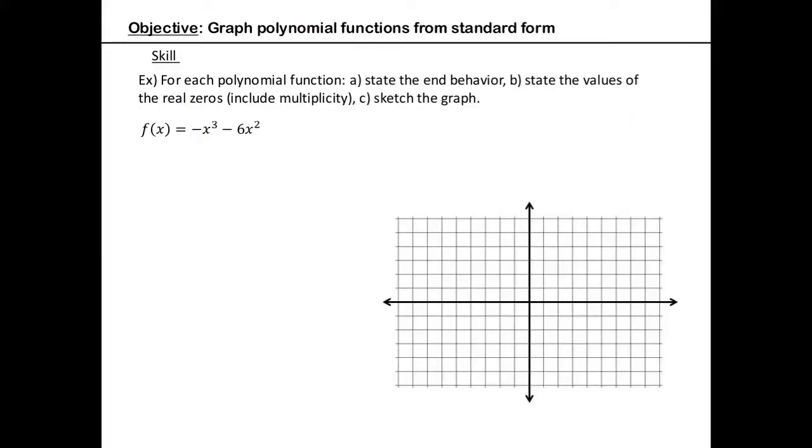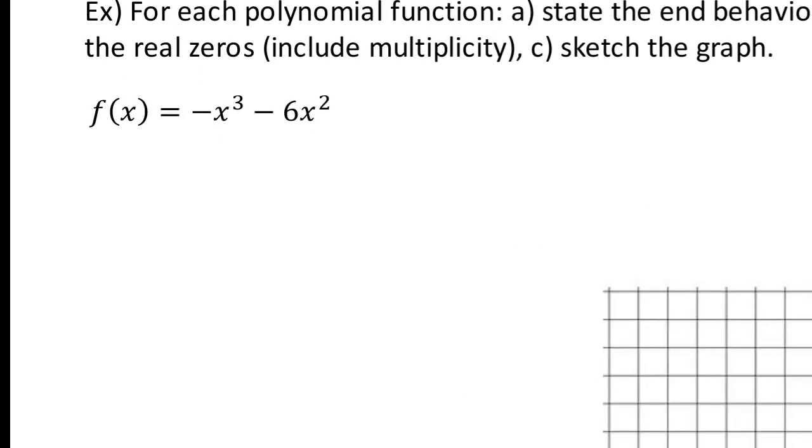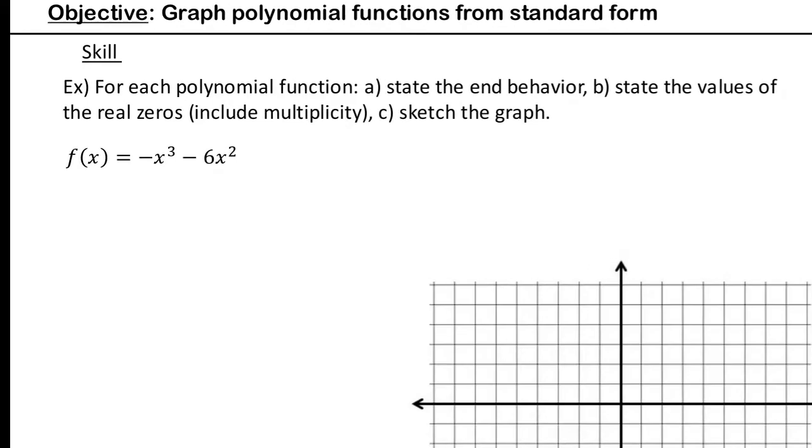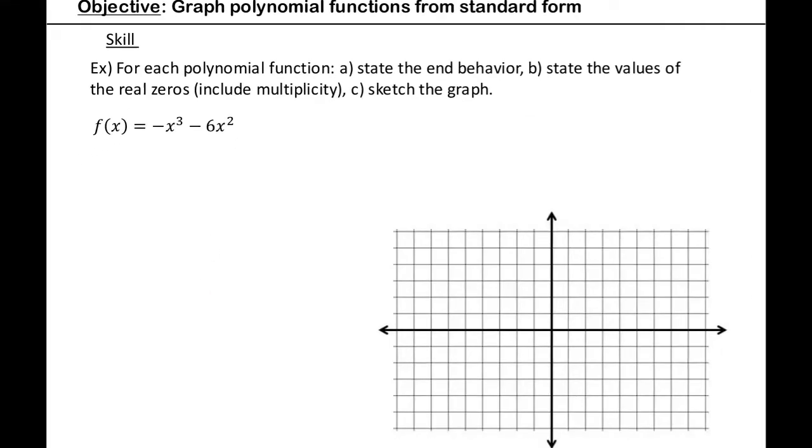All right, so for our first example, you already have this on your paper, so you don't have to copy it down. We have f of x is equal to negative x cubed minus 6x squared. The directions ask us to state the end behavior, then find the values of the real zeros, including multiplicity, and then sketch the graph.